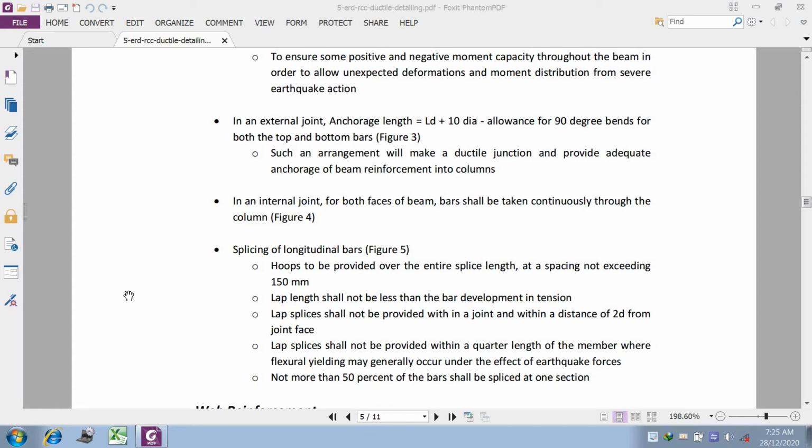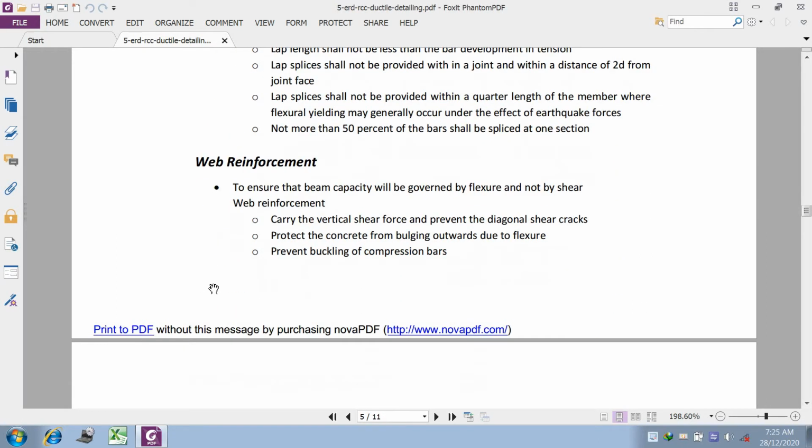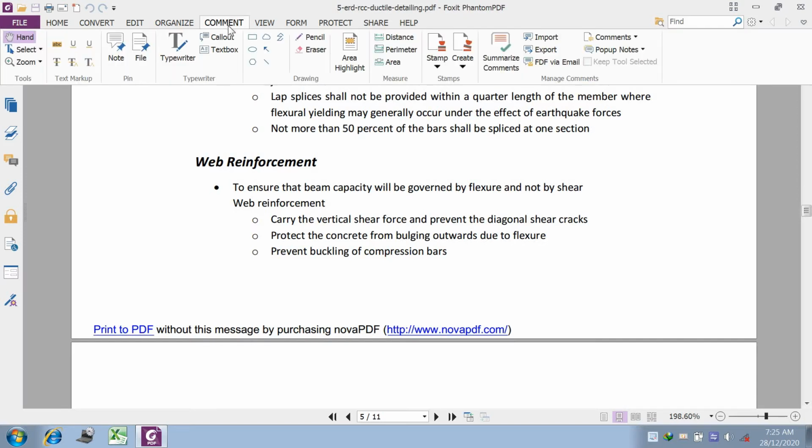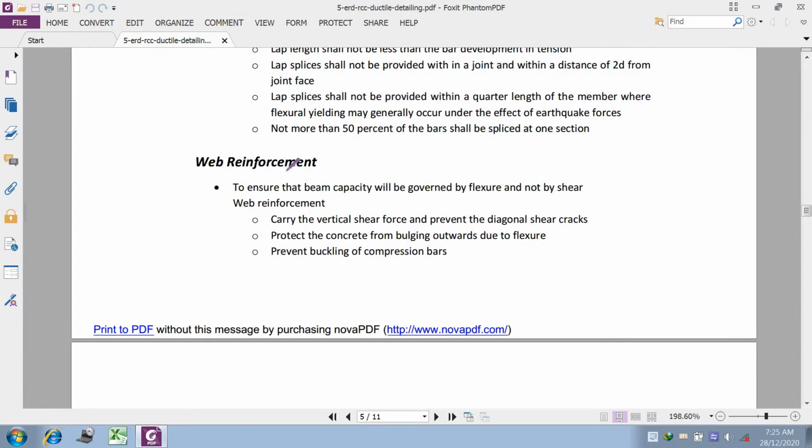Today we will see the next part of the ductile detailing of IS 13920 1993, that is the web reinforcement. What are the basic criteria and basic provisions for the web reinforcement as per the code, we will discuss in this lecture.